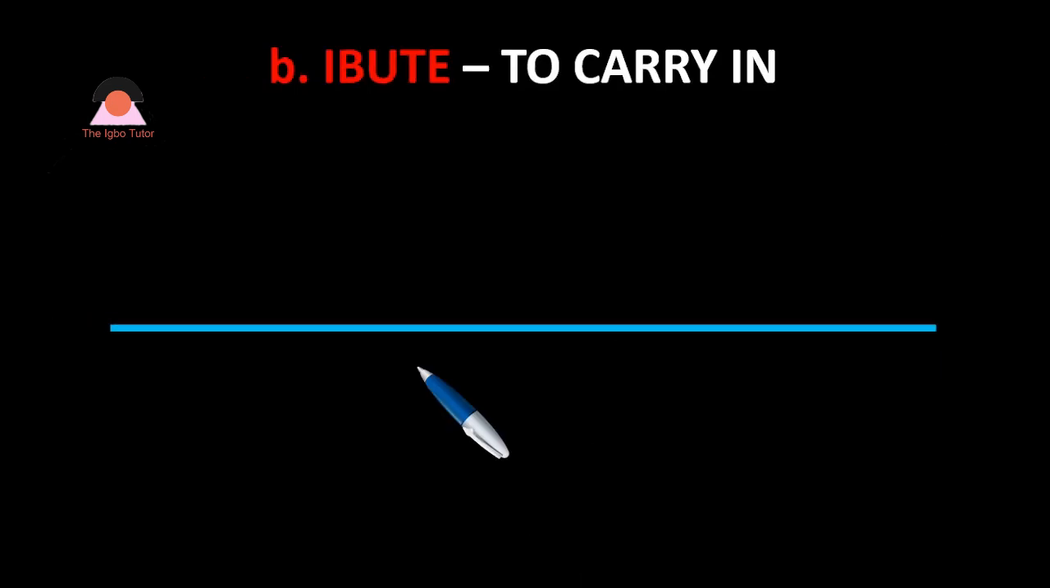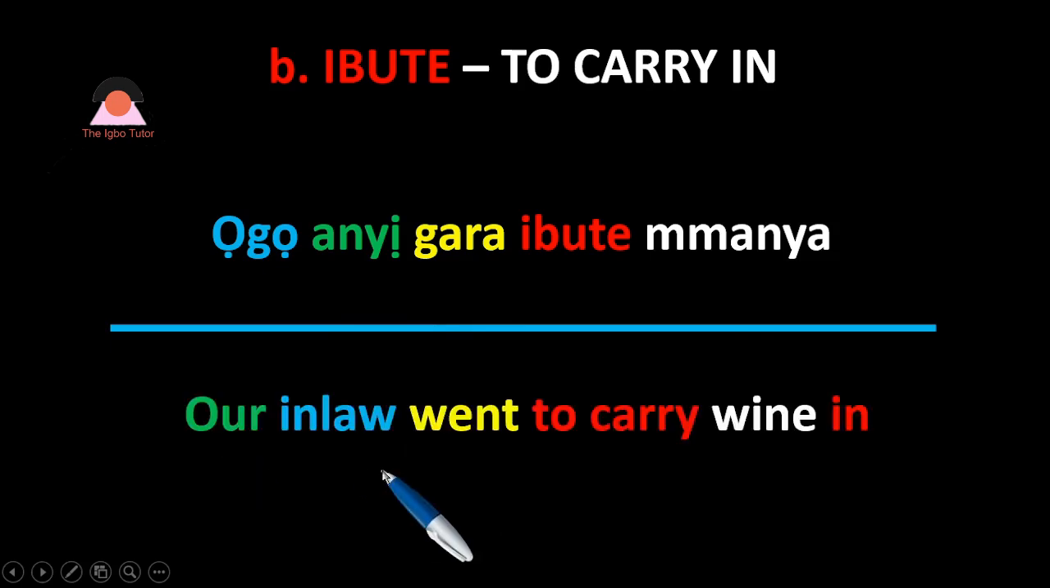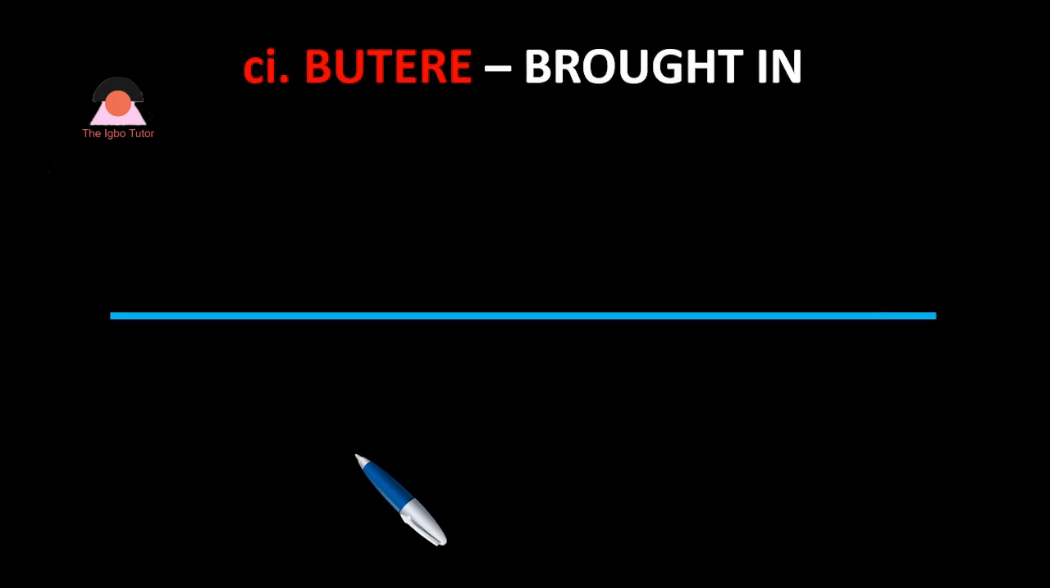We move on. Next is ibute, to carry in. We look at the sentence now. Ogo anyị gara ibute mmanya. Let's see what that means. Our in-law went to carry wine in, or to bring wine, as the case may be. From the color, you can see that ogo means in-law. That shouldn't confuse anyone.